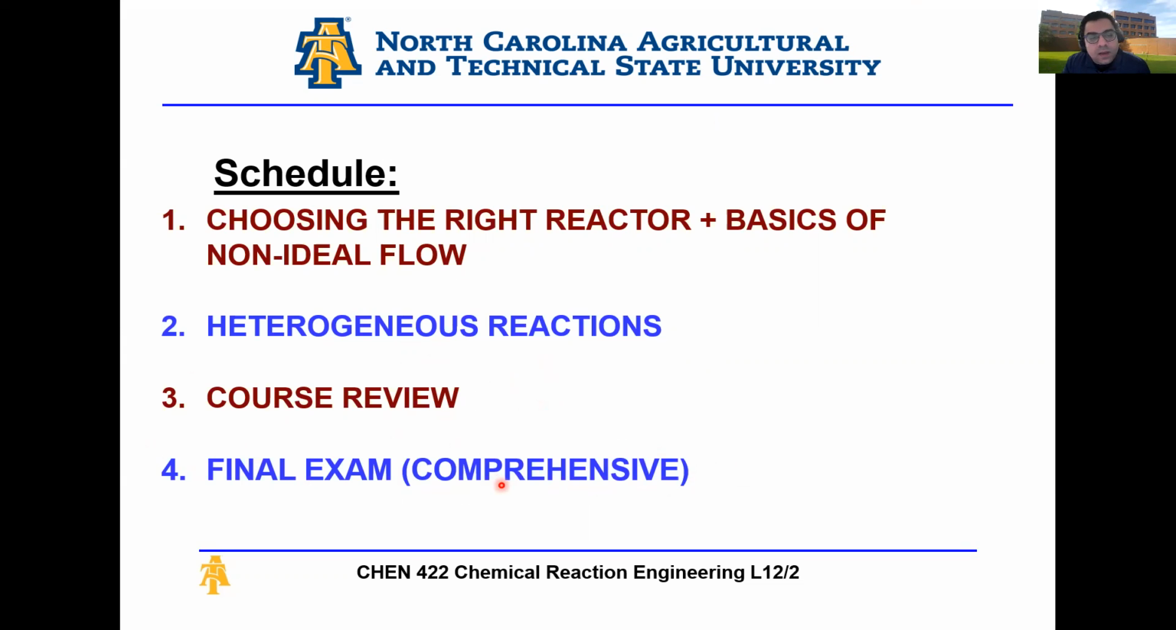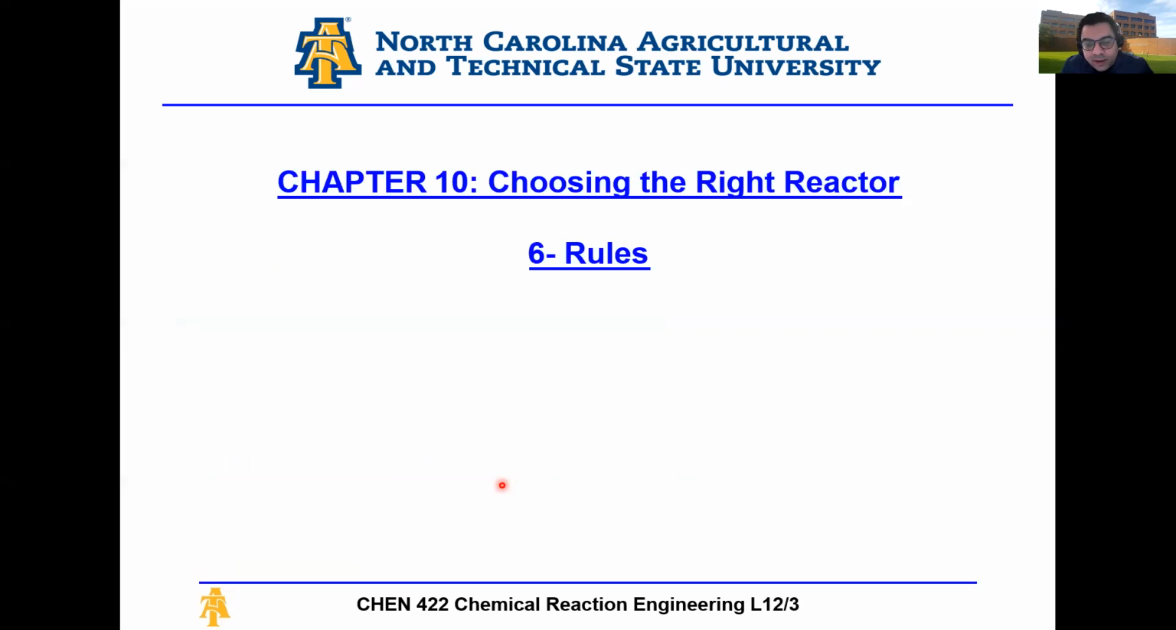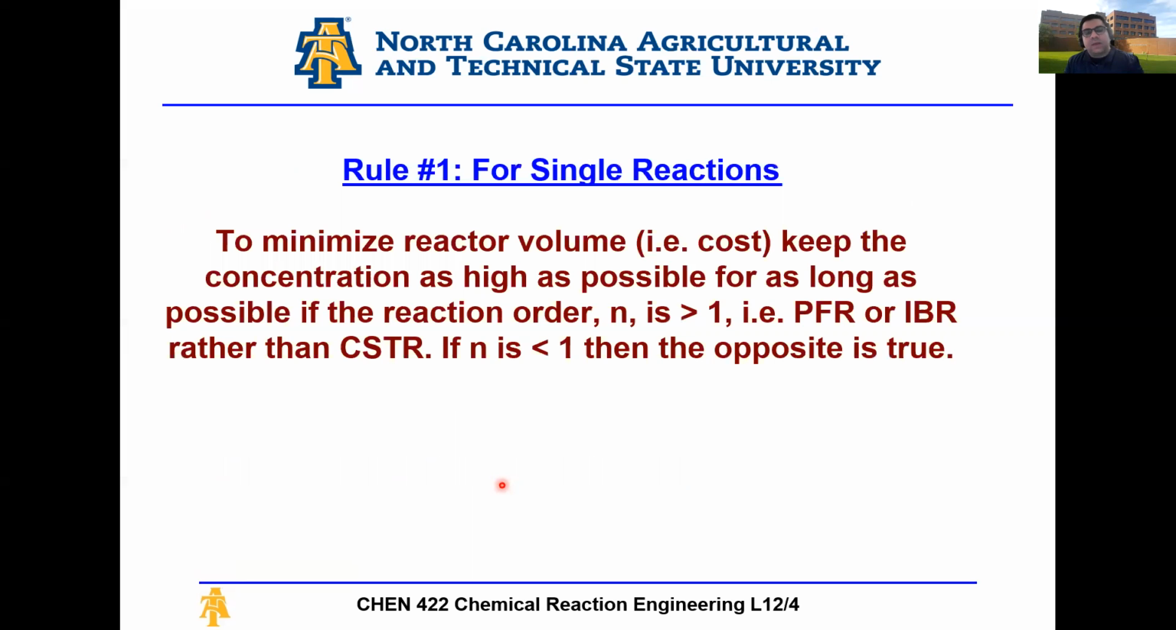Anyways, okay, let's start with chapter 10, choosing the right reactor. In this chapter, basically, we have 6 main rules on how to choose the best reactor and how to decide on what reactor you want to use for your system. And we'll go through the 6 rules. And rule number 1 is for single reaction.